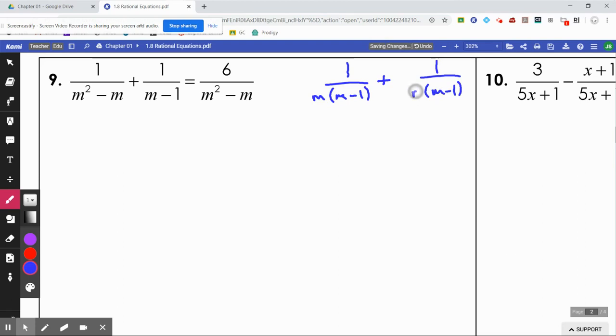which is very easy to find a common denominator now. We just need an m here. So we're going to multiply top and bottom by m. And we now have on top 1 plus m, which I'm going to write as m plus 1, over m parentheses m minus 1. So that's going to be our first two terms combined into that.